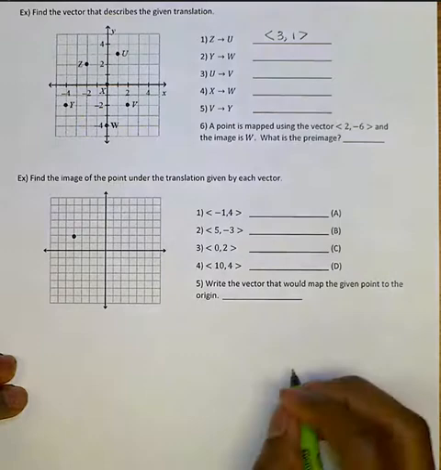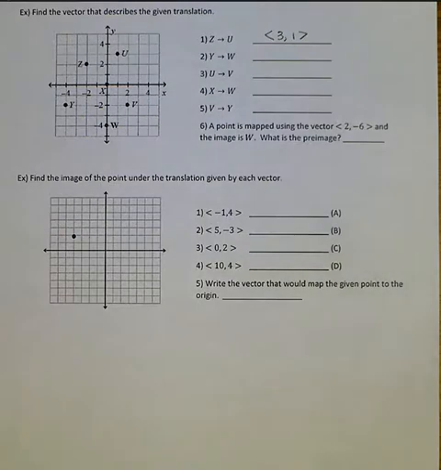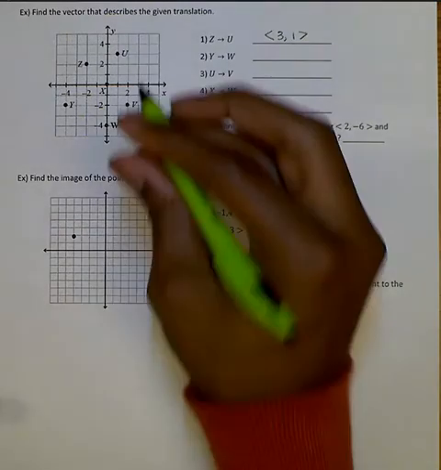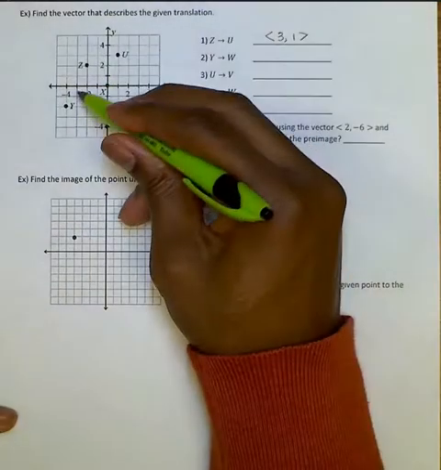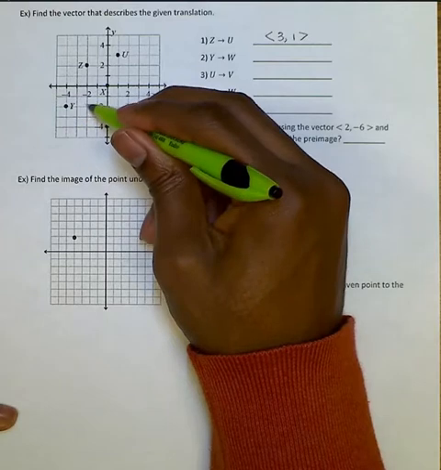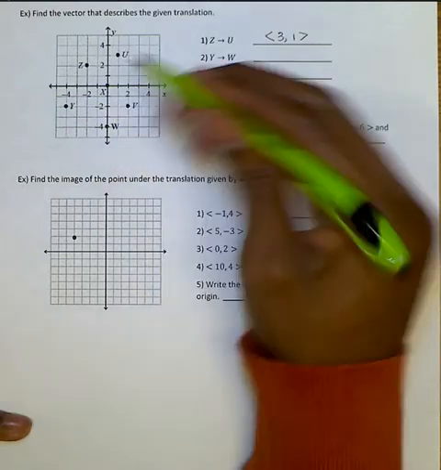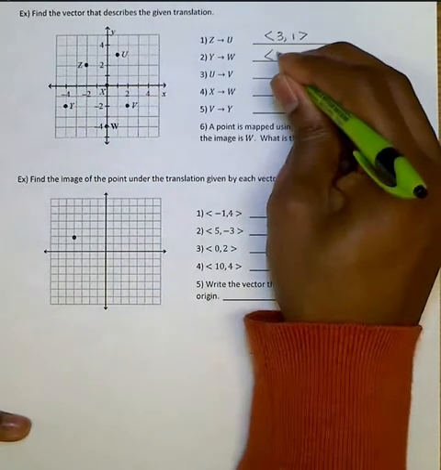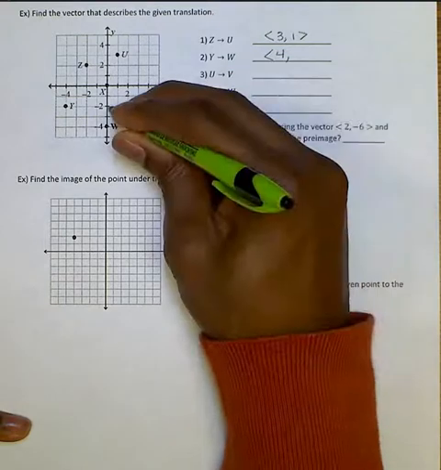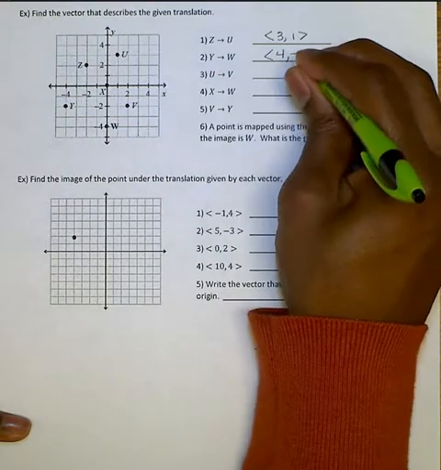From Y to W. Okay, so we're at Y. We're going to W, so we go over 1, 2, 3, 4. And then we go down 1, 2. So vector 4, negative 2.